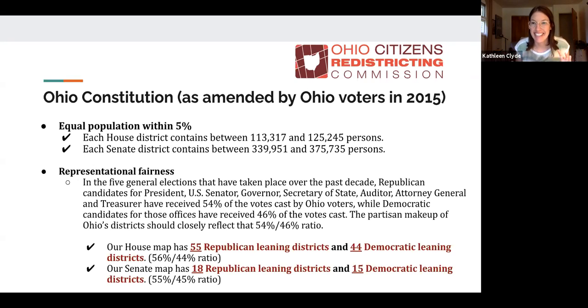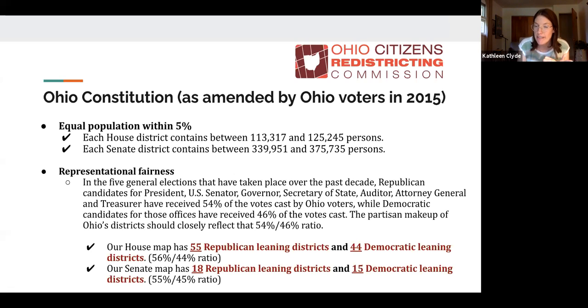this may not be the topic that gets all the discussion, but of course, we need to have equal population in our 99 House districts and 33 Senate districts. So the way that number is determined is you divide the 2020 census total population by 99 for House seats and by 33 for Senate seats. And you must meet that number plus or minus 5%. So our map, of course, uses 2020 census data, and it achieves that equal population requirement.